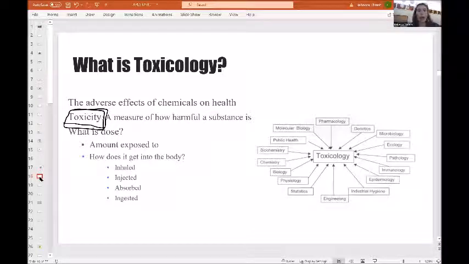That's a measure of how harmful a substance is, but at what dose? So one of the first things to remember is, how is it getting into the body? Is it a chemical that can be inhaled? Does it have to be injected into the bloodstream? Is it something that can be absorbed from our skin, just from exposure to it? Or is it something we could ingest, either in our food or our drinking water, that can then be absorbed into our body via the digestive system? So that's the first thing we think about with toxicology.